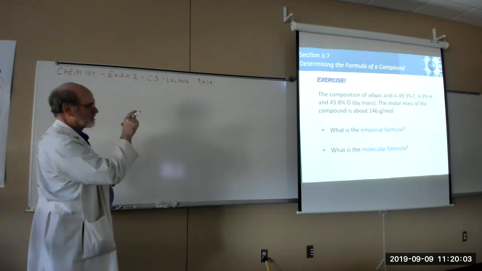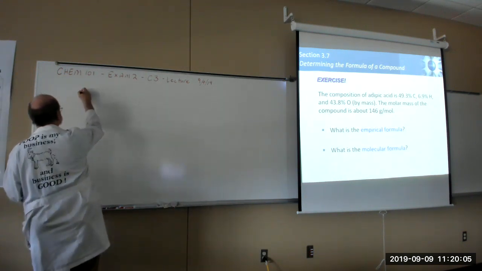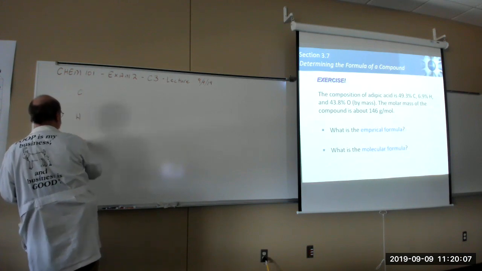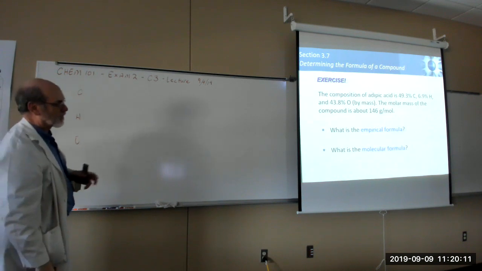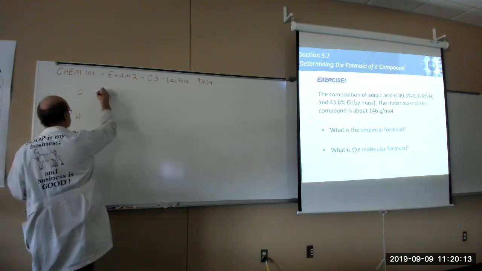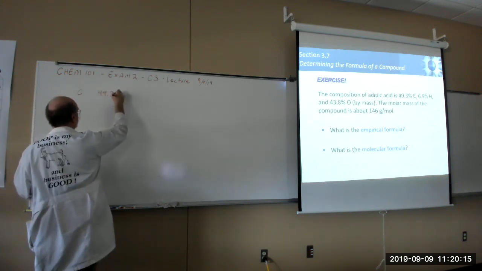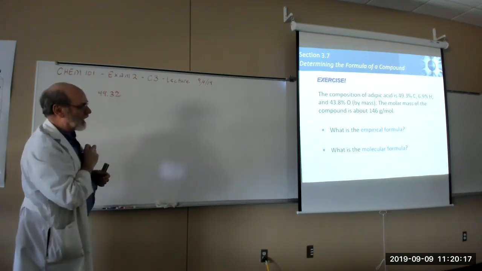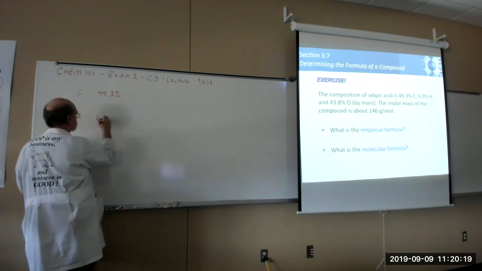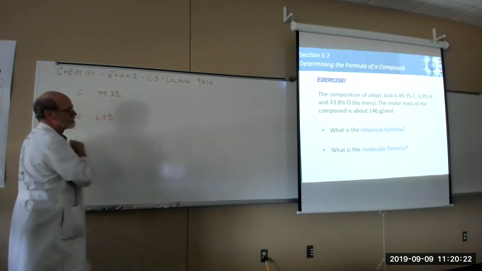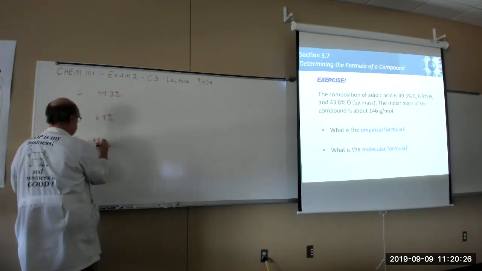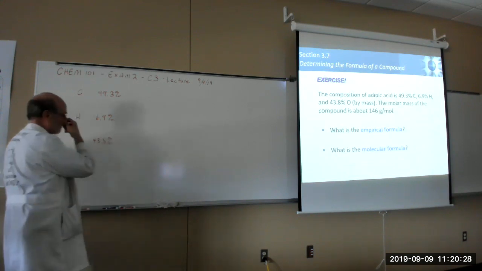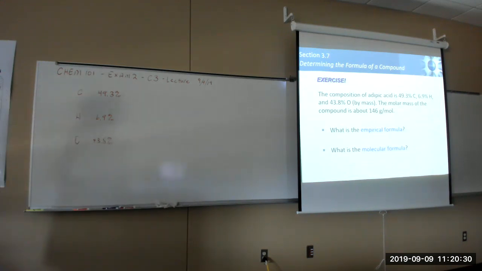Carbon, hydrogen, oxygen. Okay, what's the percent composition? Well, carbon is 49.3%. Hydrogen is 6.9%. And oxygen is 43.8%. And those are the only elements in your compound.